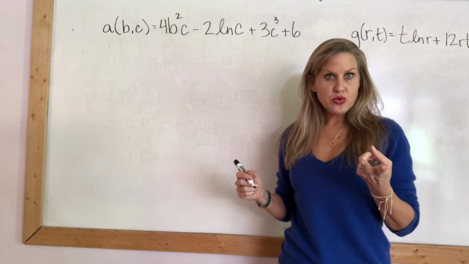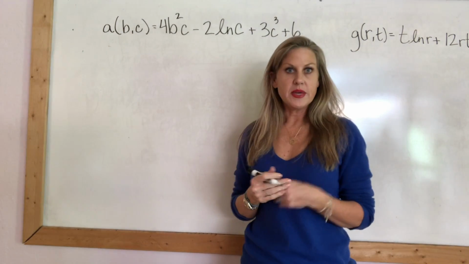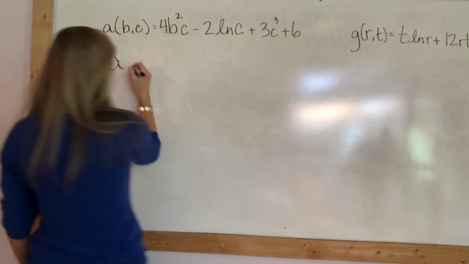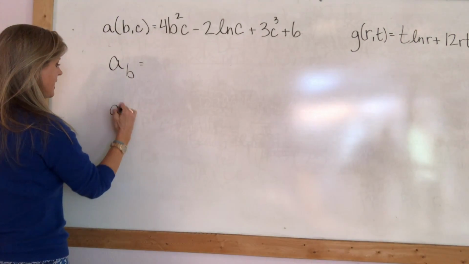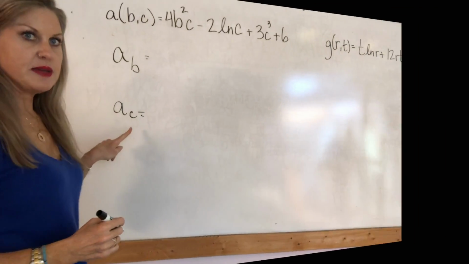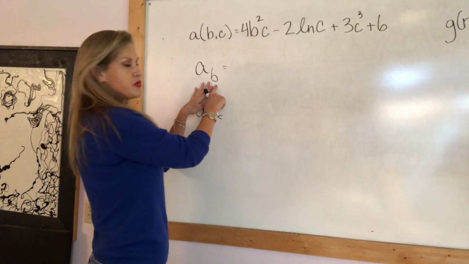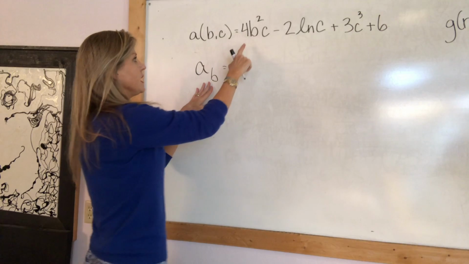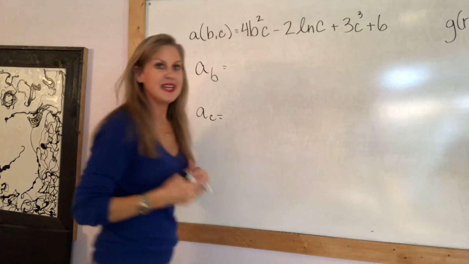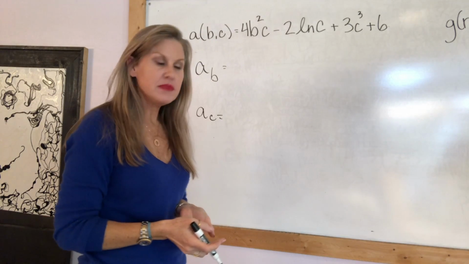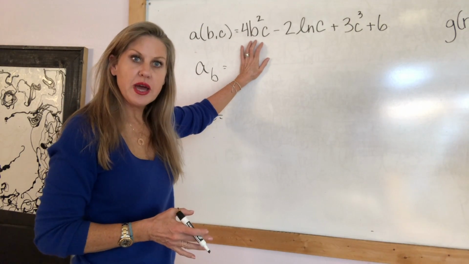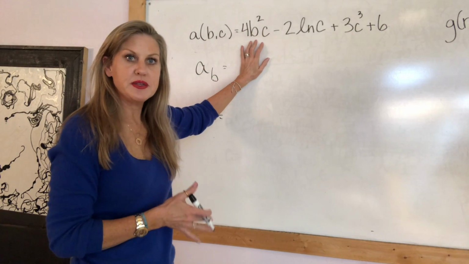So since I've got two input variables, I'm going to have two first partial derivatives, a sub b and a sub c, or a with respect to b and a with respect to c. So what I have to do if I'm deriving with respect to b is, first of all, I'm only concerned with terms that have a b in them. So I'm interested in this first term because it contains a b, so it will get derived with respect to b.